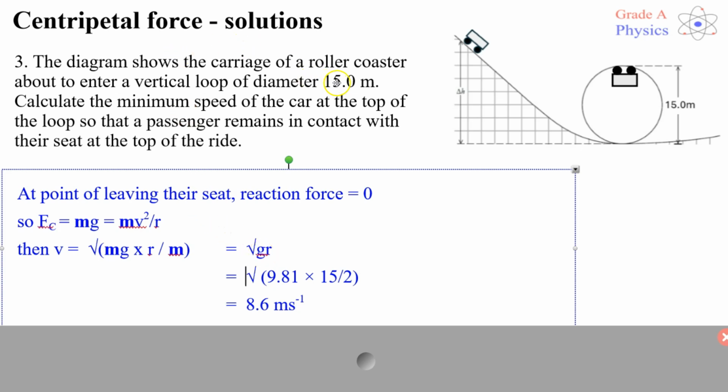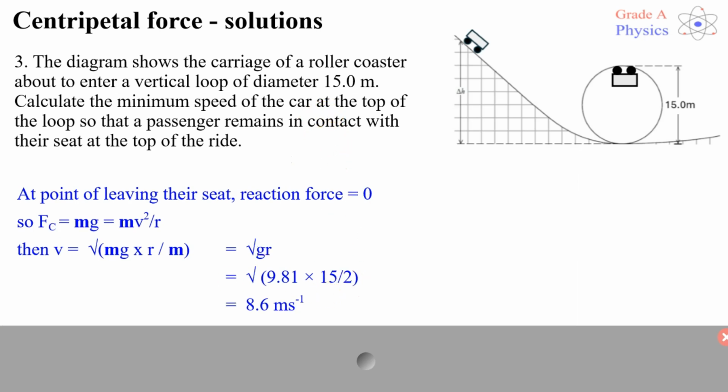But do be careful, as this would have caught out a lot of students. The diameter is 15, so the radius is obviously 15 divided by 2. So that's a really important point. Just check you have the radius before you calculate your answer.